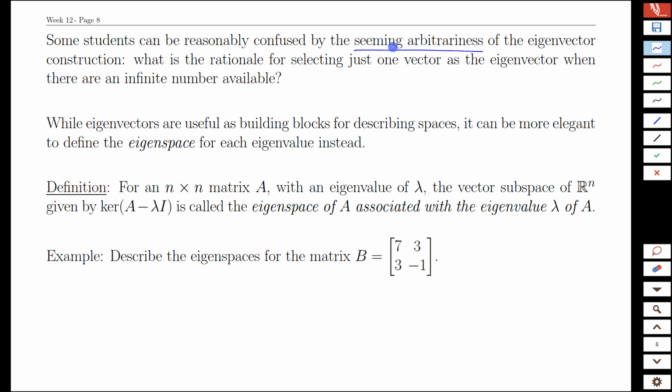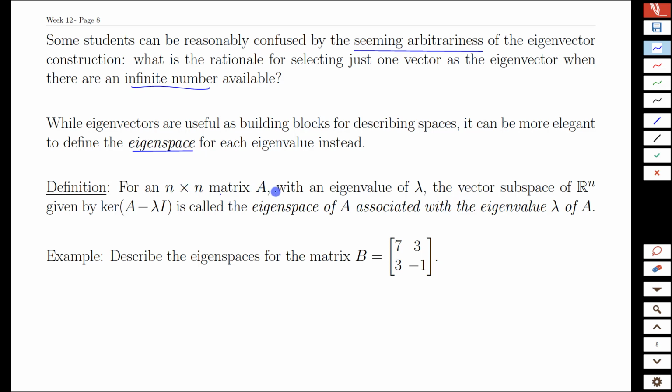They naturally get caught up in the seeming arbitrariness of the eigenvector construction. Why do we pick just one vector as the eigenvector when there are, and there have to be, an infinite number available? Well, for those people, I say, we have terminology that's probably more suited to what you're thinking. The more elegant approach is to define the eigenspace, which is really what we care about.